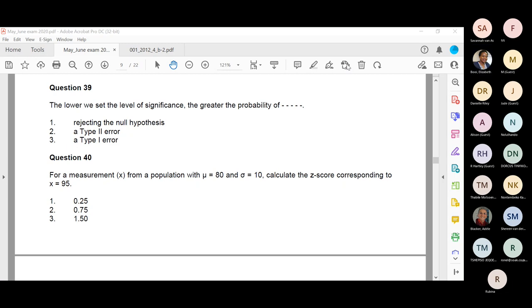Because think of it this way. If your p-value is smaller than your level of significance, you reject your null hypothesis, right? That is the other way that you can look at it. But here you have a lower level of significance. So therefore, it means you will need a low p-value in order to be able to reject the null hypothesis.